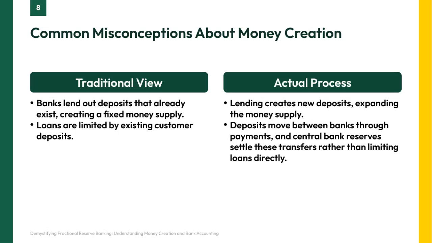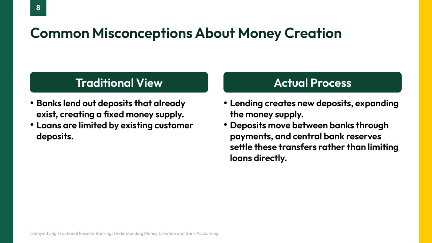Here we have a comparison between two different perspectives on how money creation works. On the left, the traditional view suggests that banks can only lend out deposits that already exist, which means the money supply is fixed and loans are limited by these existing customer deposits. This perspective assumes a straightforward, linear relationship between deposits and lending.